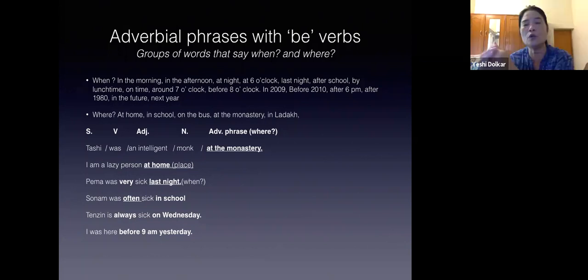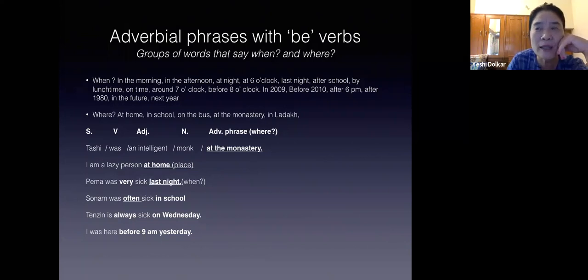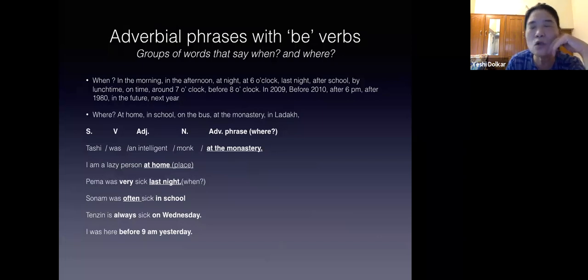So here are some examples. Tashi was an intelligent monk at the monastery. This is the problem. I am a lazy person at home.